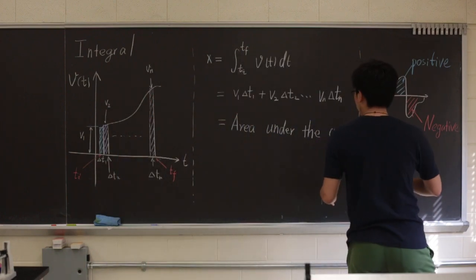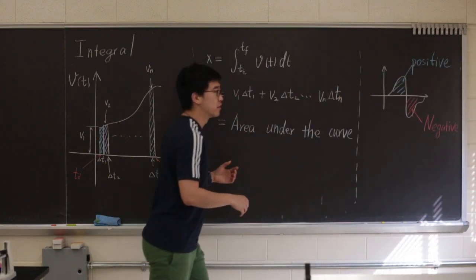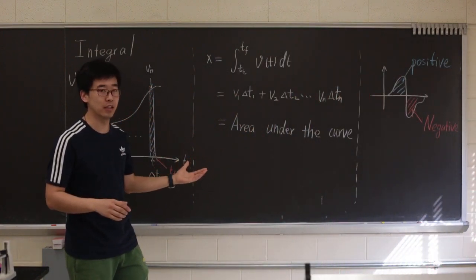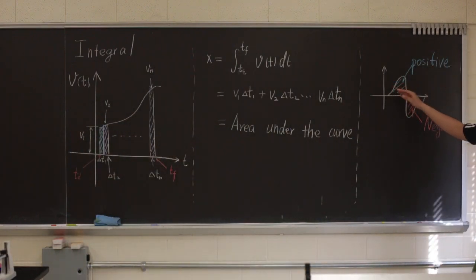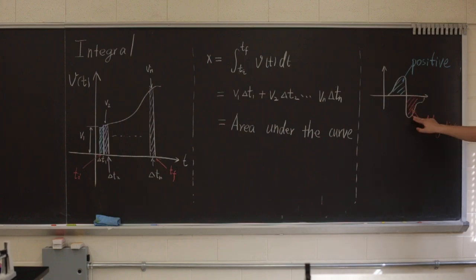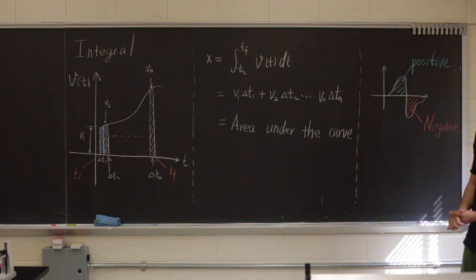But of course, if we run backward, the distance we cover should be negative, right? So the area has a sense of positive or negative. If it's below the x-axis, it will be negative. Above, it will be positive. So we'll use that to calculate the average power.